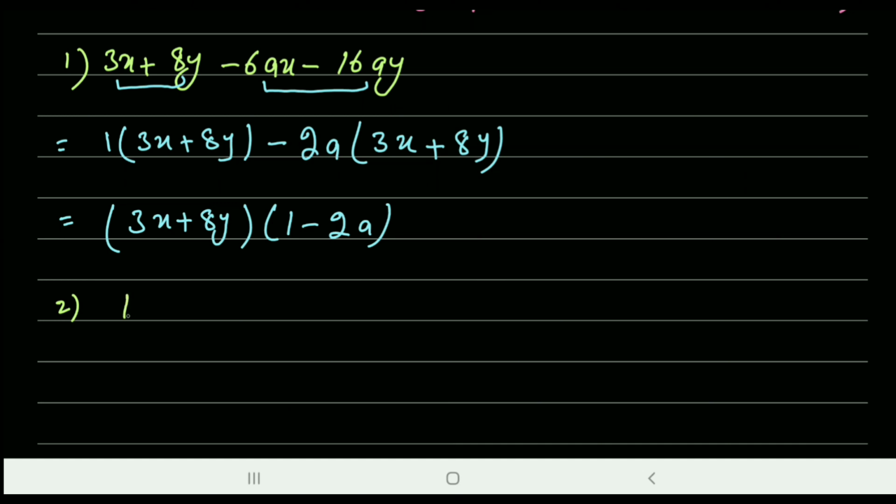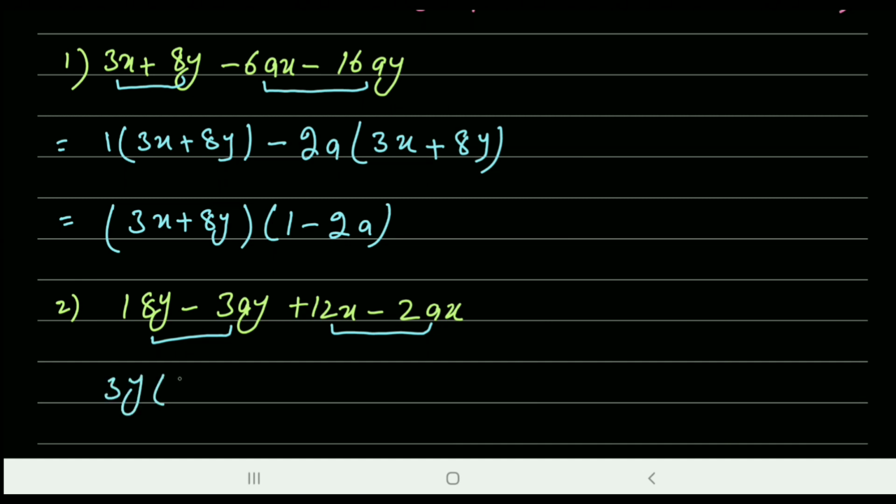One more example of 4 terms factorization: 18y minus 3ay plus 12x minus 2ax. So what is common to make groups? First two and second two terms group. What is common from the first two terms? 3y is common and 6 minus a is left inside. Same sign you have to use here, so a plus sign will be used.